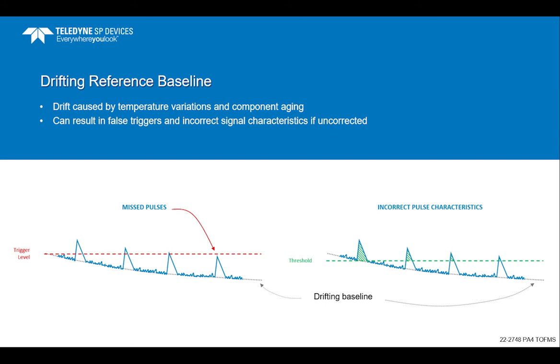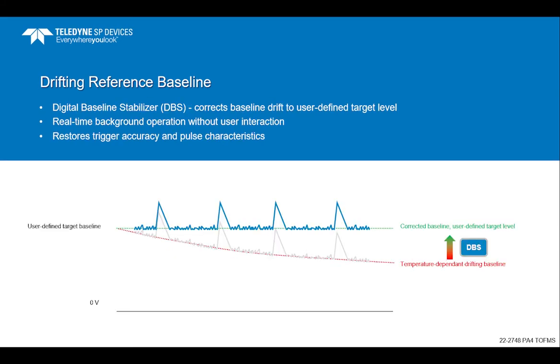Uncorrected, the baseline is subject to drift over temperature and through component aging. This needs to be corrected to avoid false readings and/or performance degradation. Luckily, there is an easy-to-use solution for this that requires very little user interaction. Teledyne SP Devices' proprietary digital baseline stabilizer, or DBS, helps avoid false triggers and restores correct pulse characteristics. It also corrects for so-called pattern noise that further distorts the acquired signal. DBS operates autonomously and continuously in the background and corrects the drift to a stable target baseline level set by the user.